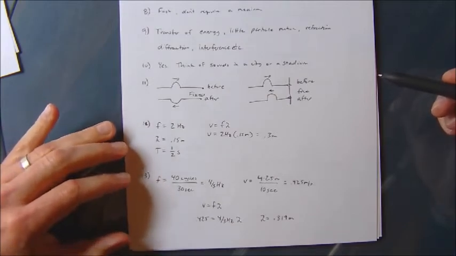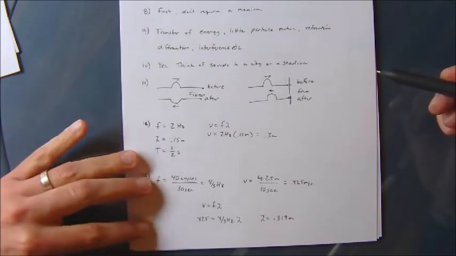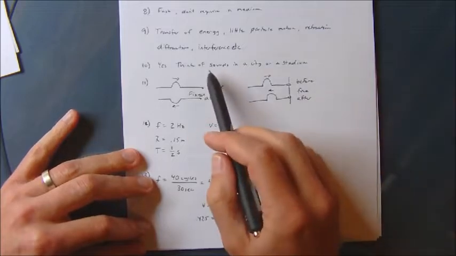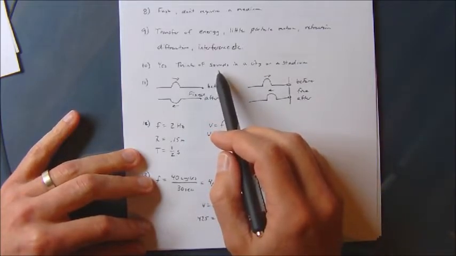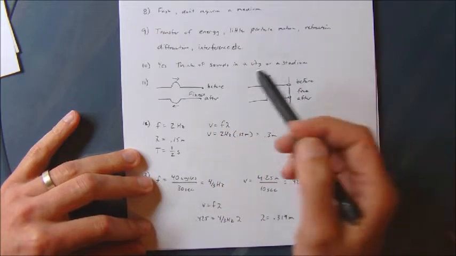Number 10, can 2 or more waves interfere in a given medium? Of course they can. If I have sounds in a city, they can all travel through each other. Light from a bunch of light sources in a room, or a stadium filled with sound.